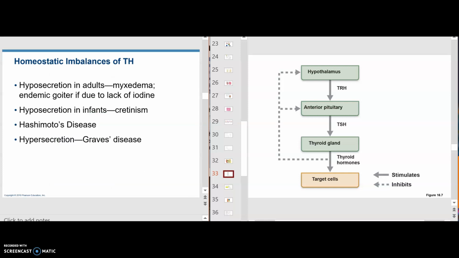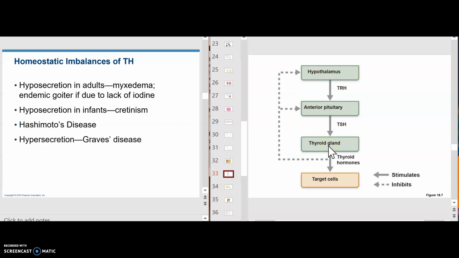Homeostatic imbalances. In adults, if there's hyposecretion, it's called myxedema. And there can be a goiter, which is a neck mass, that will form because generally this is a lack of iodine. So what will happen is, since thyroid hormone is not being secreted enough because there's not enough iodine, the hypothalamus does not realize that, and neither does the anterior pituitary. So they keep pushing and pushing it to secrete.